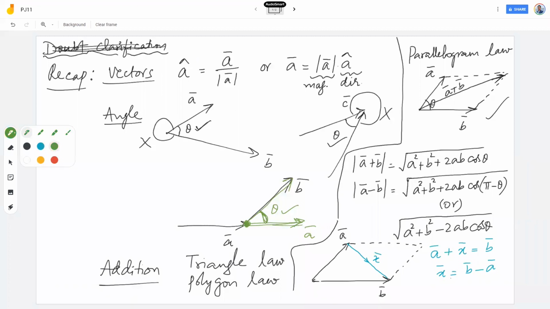Understood? If I draw that same diagonal in the opposite direction, y bar, what will y bar be now? y bar will be nothing but minus x bar, which is equal to a bar minus b bar. So depending on what direction you give, the other diagonal of the parallelogram can either be a bar minus b bar, or b bar minus a bar.